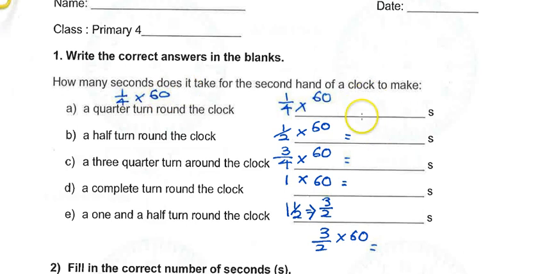This one you should be able to do, right? A quarter times 60 seconds. What you should do is like this. 60 divided by 4 gives you 15, and 4 divided by 4 gives you 1. 1 times 15 is 15, so it is 15 seconds. One quarter turn round, not even a complete circle, is 15 seconds.